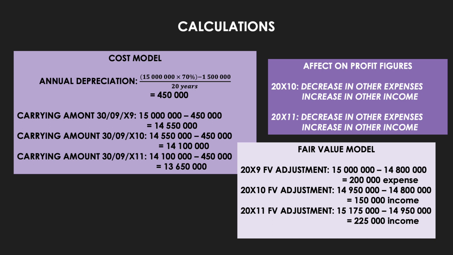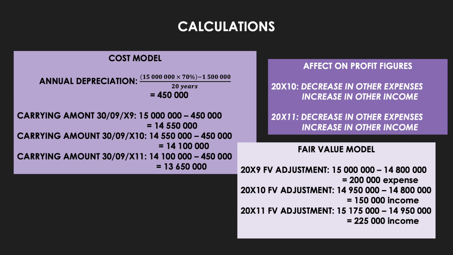So we know that at the end of 2009, on the 30th of September 2009, we would have had to account for a fair value adjustment. Why? Because currently the investment property is sitting in our books at its cost of 15 million Rand, but we know that its fair value on the 30th of September 2009 is 14,800,000 Rand. Therefore, we would have written off 200,000 Rand as a fair value adjustment, which would have appeared in other expenses. Why in other expenses? Well, because the fair value of the investment property is decreasing.